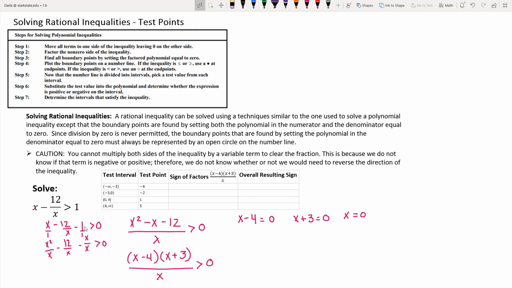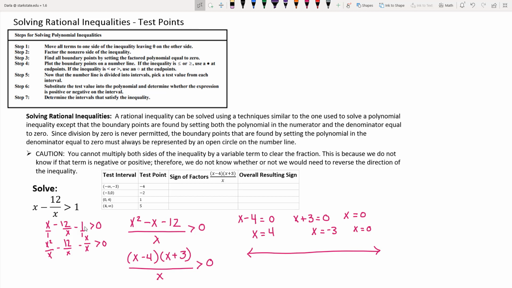And so if I solve each of these, this one gives me x is 4, x plus 3, I could subtract 3 from both sides, I'll get x is negative 3. And then this one's already solved for, so I'll just rewrite it, but x is 0. So these three values are my boundary points, which you can see I have them here. And I can go ahead and draw this on a number line.